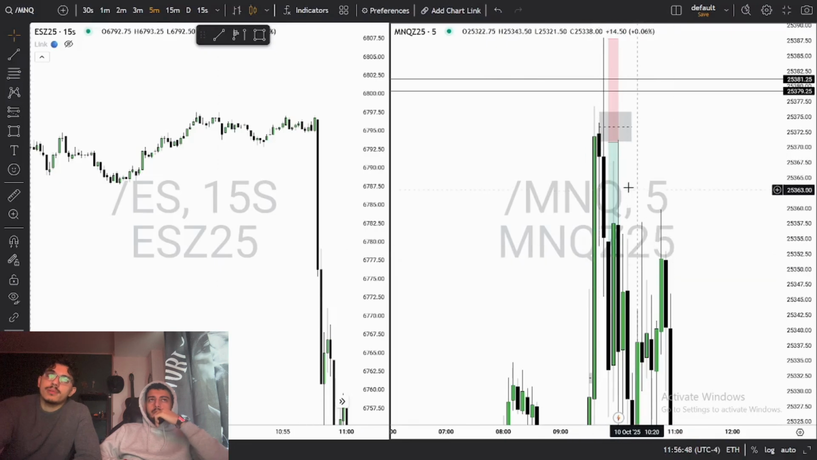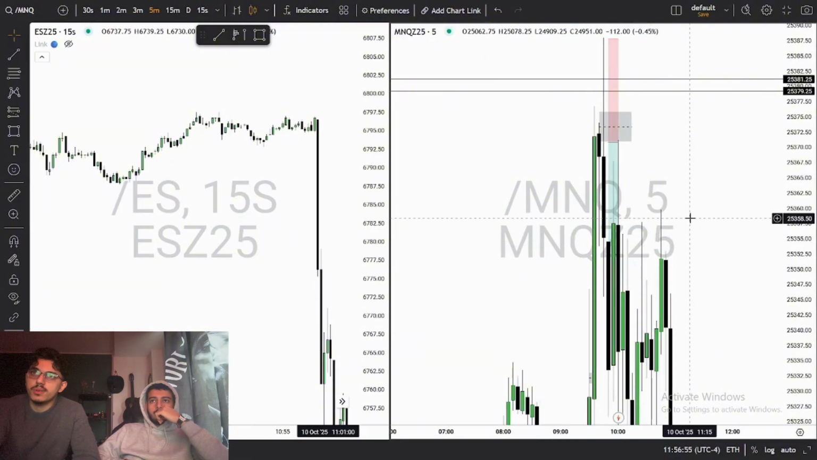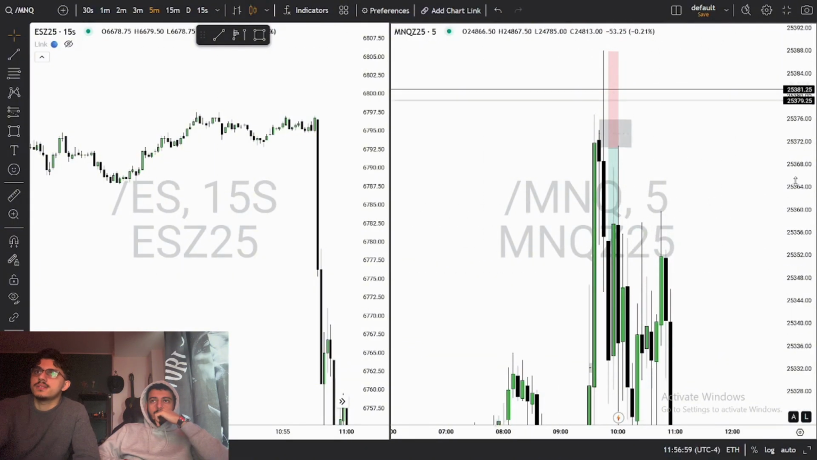So in my trade plan, I don't chase the price. If it hits my first target, I don't enter. If it hits my break even, I don't enter. So here I switched my bias.